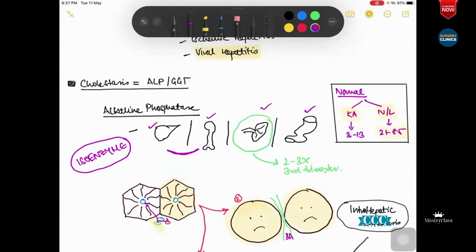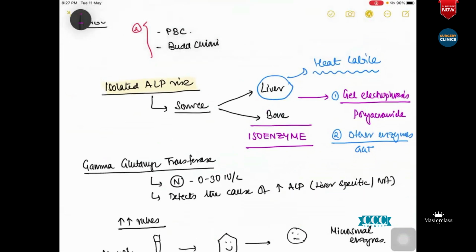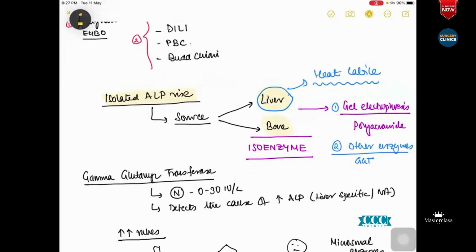Now, you can also have raised alkaline phosphatase due to hepatic failure. How will you differentiate between them? These are isoenzymes. So you do what is called a heat labile test, or you do gel electrophoresis. These are tests which are commercially available, which will tell you whether these isoenzymes come from the liver or from the bone. These are one-liner questions asked in your MCQ exams: how will you differentiate between bone-specific alkaline phosphatase and liver-specific alkaline phosphatase? The liver-specific alkaline phosphatase is heat labile, and you can also do gel electrophoresis with polyacrylamide.